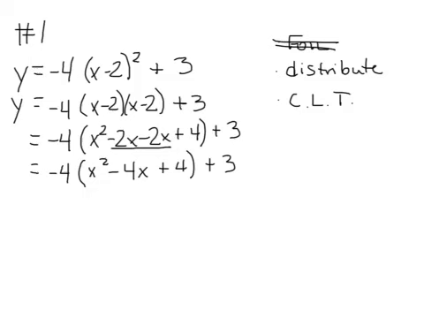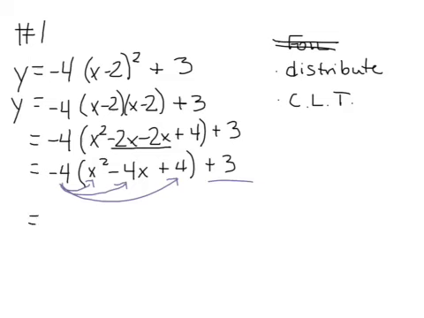The next step is distribute. What we've got to do is distribute the -4 to each of the terms inside the parentheses. Okay, notice that we're not going to distribute it to that +3 because it's sitting outside the parentheses. We're only going to distribute to the ones inside the parentheses.